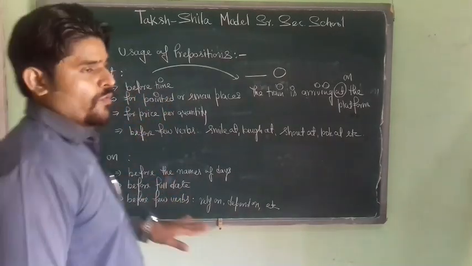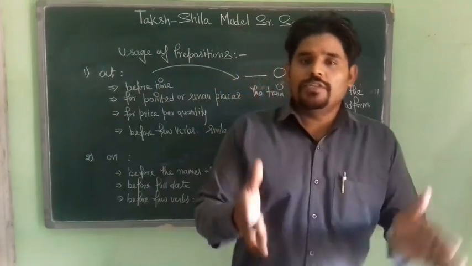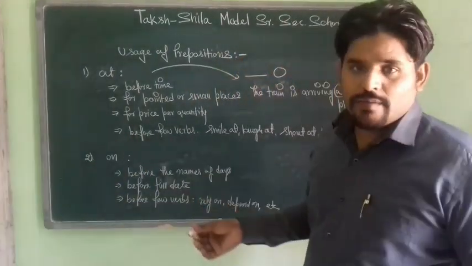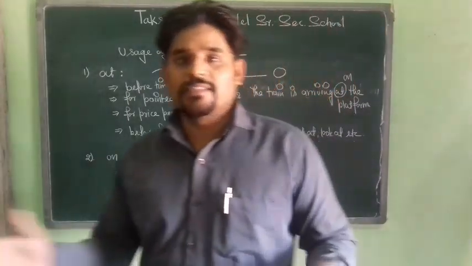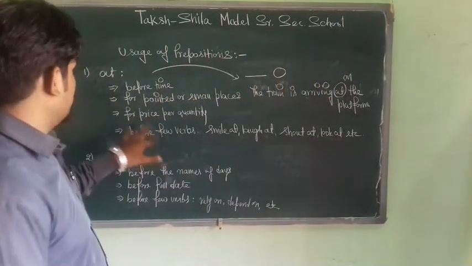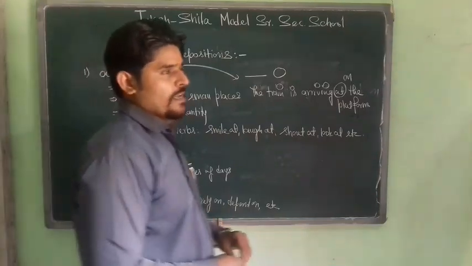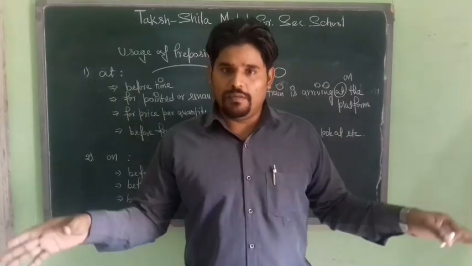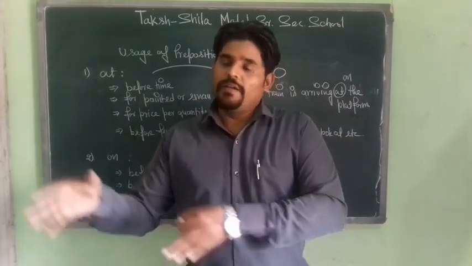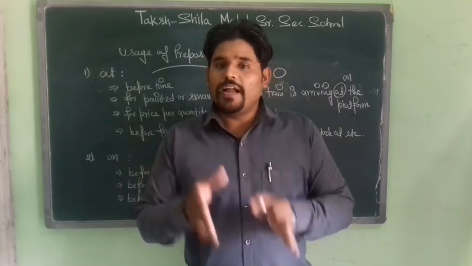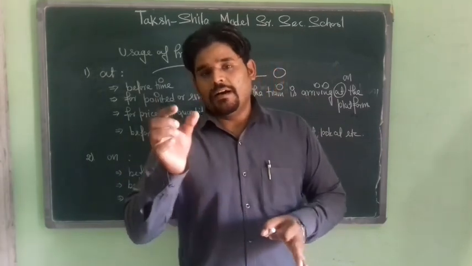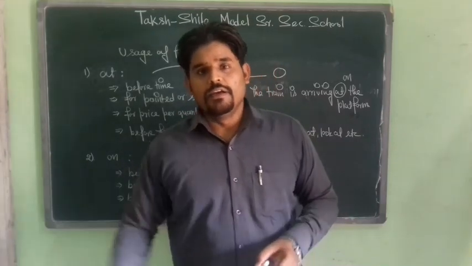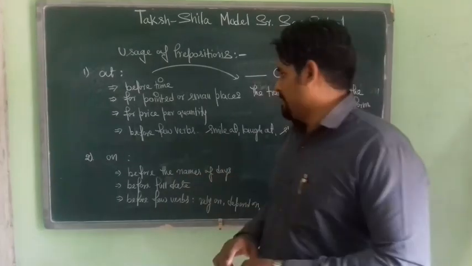Before time, at is used before time. What kind of time? The time which is usually given by the clock or the watch. For example, I will see my brother at 5:30 or at 7 o'clock, right? So at is used. Then there is for pointed or small places. For example, I live in Faridabad at Ballabgarh, right? I live at Ballabgarh in Faridabad. At Ballabgarh, I used at before the place Ballabgarh because Ballabgarh is a small place in comparison to Faridabad, right? Or it is also a pointed place, right?